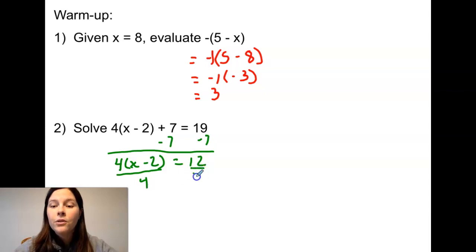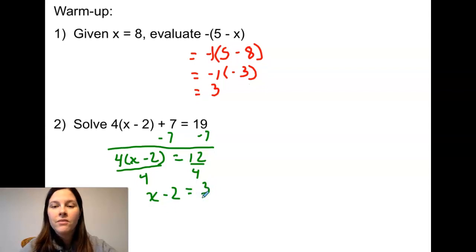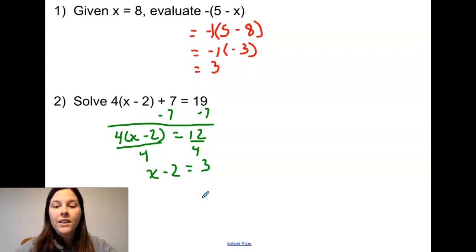I want to get that 4 away from the x as well. So I'm going to divide both sides by 4. That leaves me with the x minus 2 in parentheses, and 12 divided by 4 gives me a value of 3. Finally, I've got this minus 2, so I'm going to go ahead and add 2 to both sides, leaving me with x equals 5.